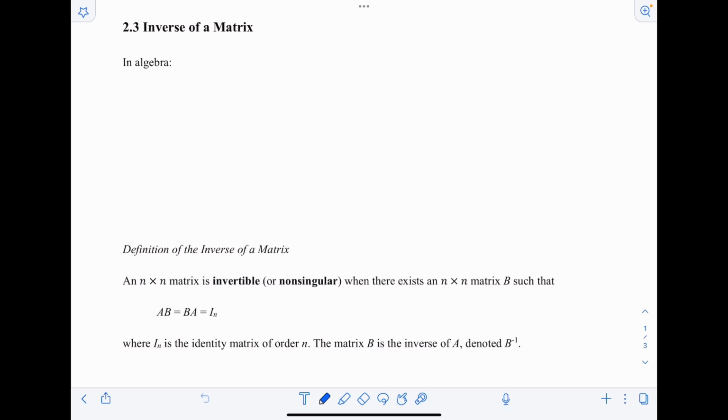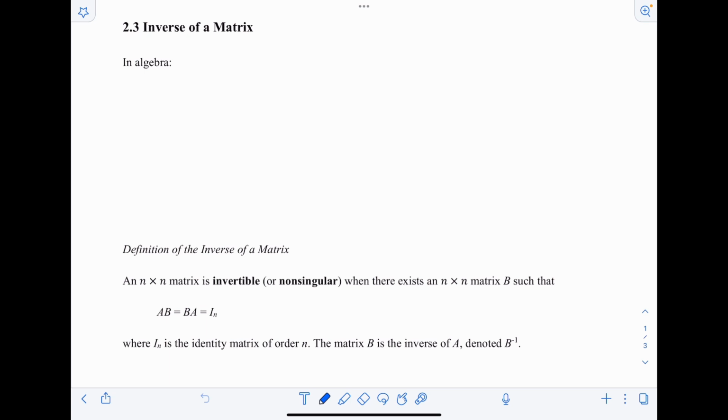This is lesson 2.3, inverse of a matrix. And that's what we're going to spend our entire lesson on, just looking at this idea of an inverse, looking at some of the mathematical properties that relate to the inverse of a matrix, and so on.